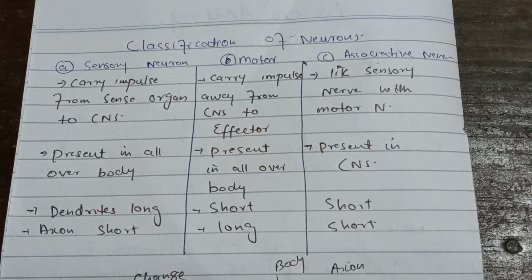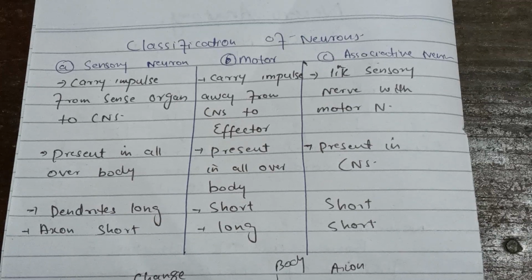Associative neurons are present in the brain and spinal cord, so their only function is to link sensory neurons with motor neurons. When a sensory neuron carries an impulse from a sense organ to the CNS, this impulse is transmitted to motor nerves through associative neurons. Sensory neurons are present all over the body. Motor neurons are also present all over the body. Associative neurons are only present in the central nervous system, brain and spinal cord.